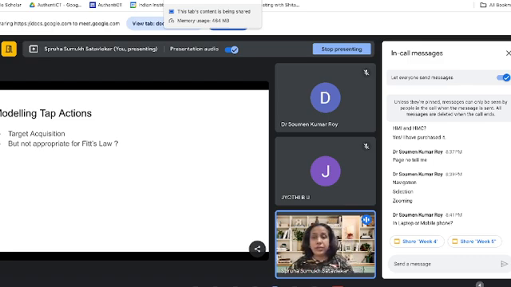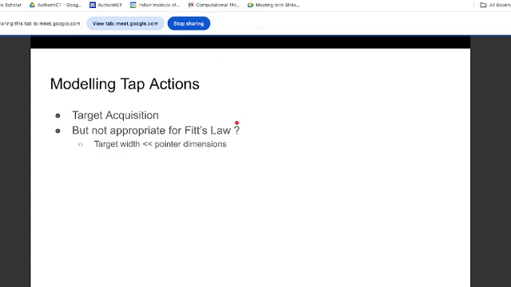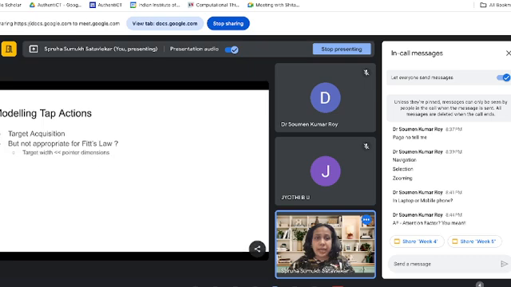This week we will talk about why it is not appropriate to apply this law directly to touch based operations, because we are performing these touch based operations mostly with our finger pointing. So the target width is much less than the pointer dimension. There is a finger width and height that we need to consider, whereas the touching surface area is also very small, and the target is also very small.